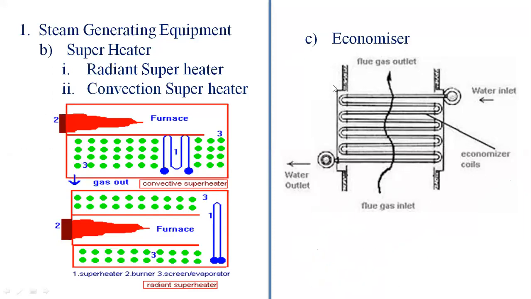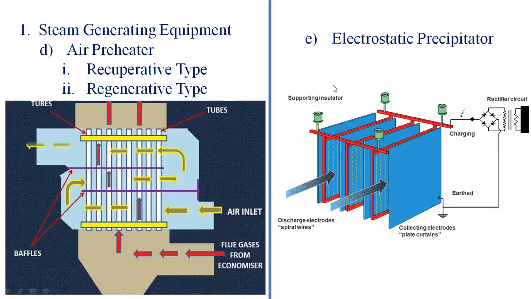And the next component of the steam generating plant is the air preheater. The air preheater is placed in between the economizer and the boiler. The function of the air preheater is to extract heat from the flue gases and give it to the air being supplied to the furnace for coal combustion. With the help of the forced draft fan, the atmospheric air is collected and given to the boiler furnace.